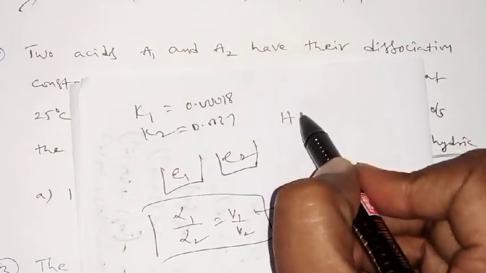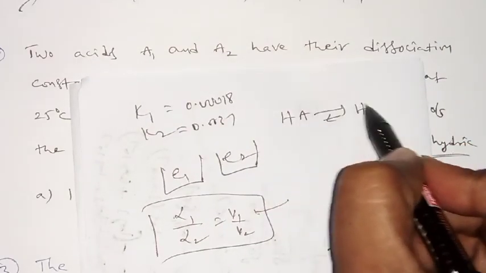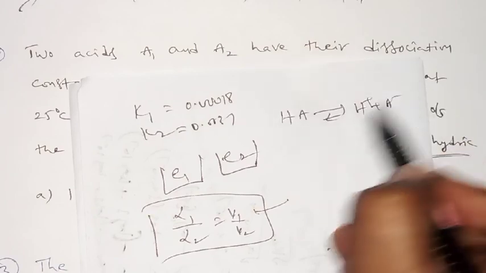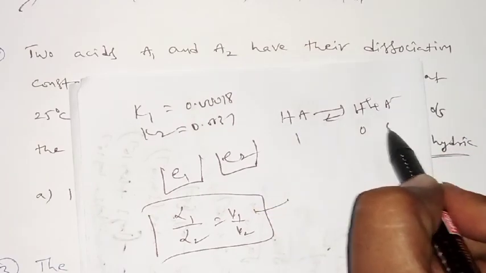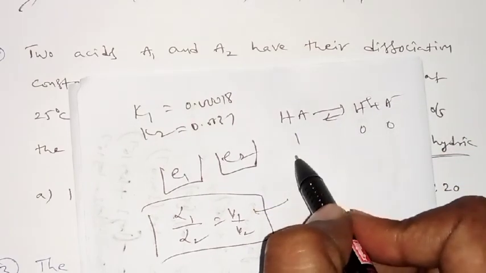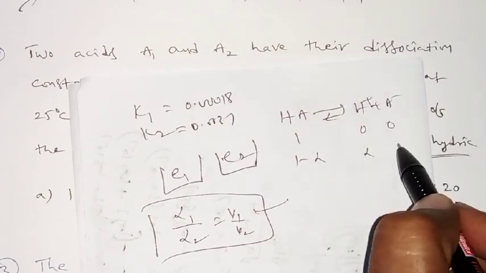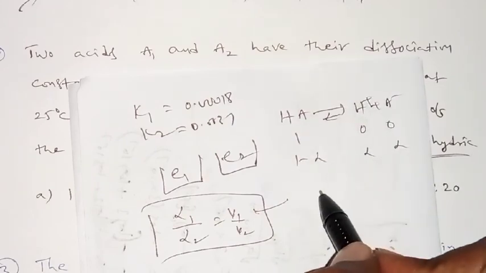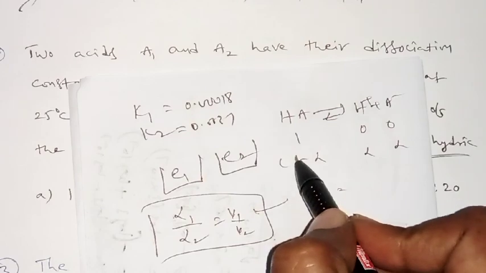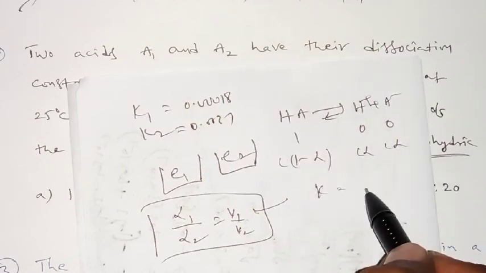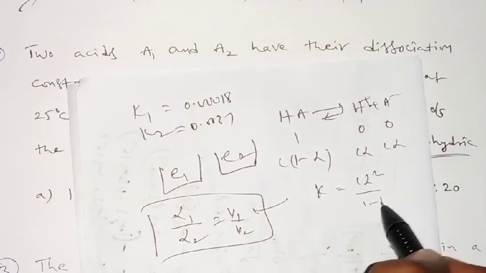Now you know the general context. Suppose you take a weak acid. It converts into H plus and A minus. Initially there is 1 mole; after a certain time alpha moles have dissociated, and alpha moles of each ion are formed. So from here, what will we get for the K value? If you multiply all the terms with C, we get C alpha square by 1 minus alpha.